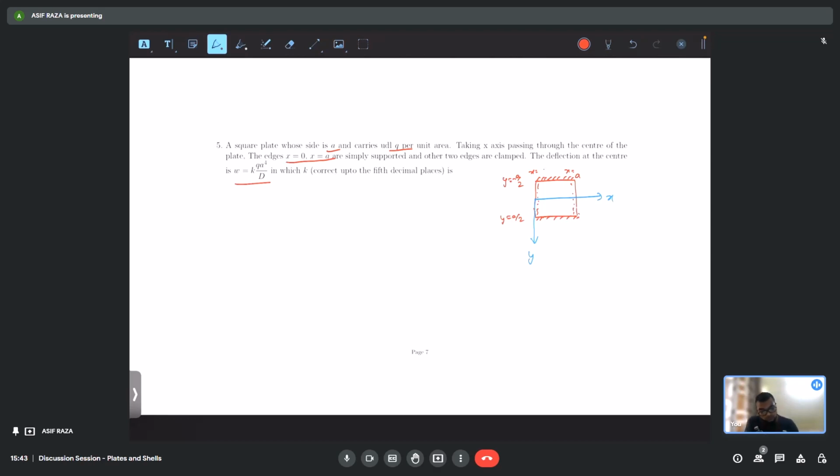Okay, so deflection using Levy's method will be having w(x,y) equal to the sum from m equal to 1 to infinity of Y_m(y) sin pi x upon a, correct, and pi x by a.